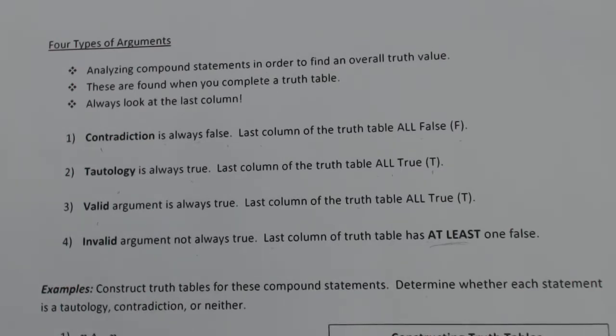I ended that last video with the 4 types of arguments: contradiction, tautology, a valid argument, and invalid argument. Contradiction, we're going to look for all falses in the last column. Tautology, all trues in the last column. Valid argument, all trues, and invalid argument where there's at least one false. But we have to learn how to set up a truth table and fill it in before we can actually determine what type of argument it is.